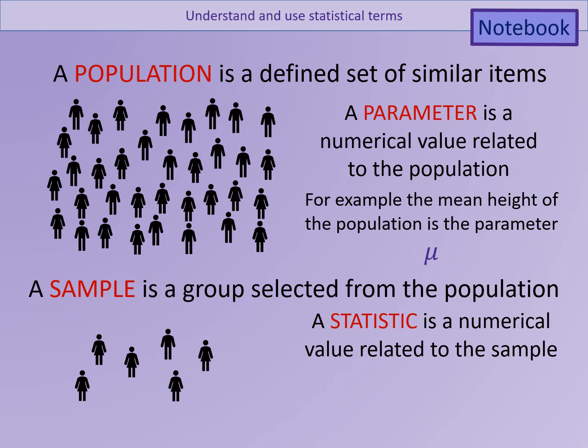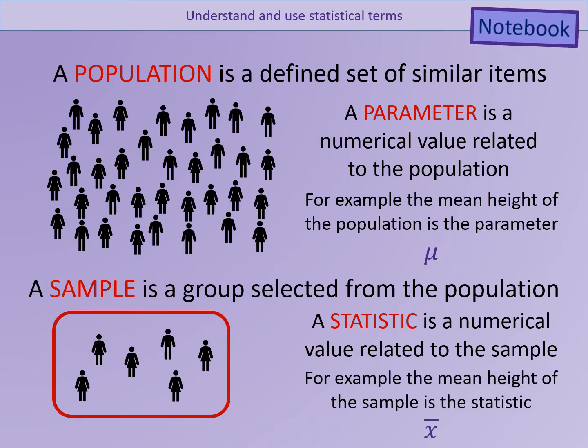And a statistic is very similar, but it's a numerical value related to the sample. So if we were to take the mean height of the sample, then we would have gathered a statistic. The symbol that we use for the statistic is what we call x bar. So this would be the mean of the sample, whereas mu is the mean of the population. One is a parameter and one is a statistic.